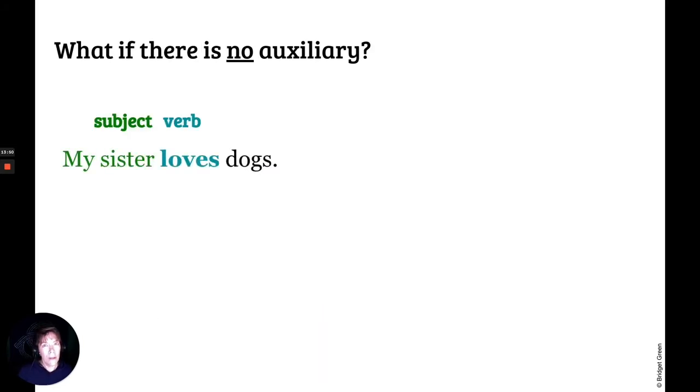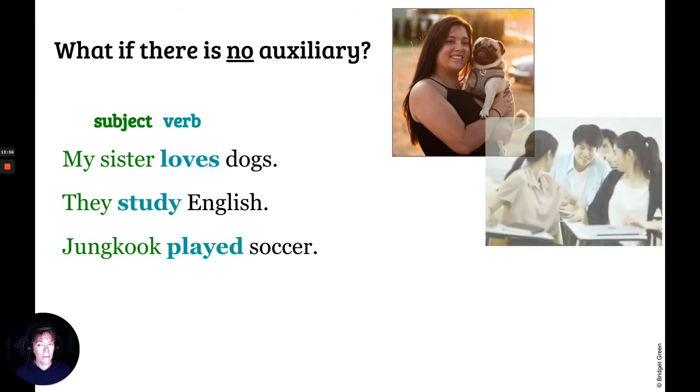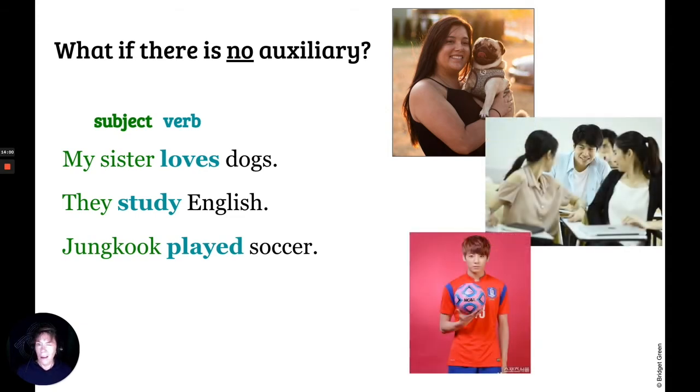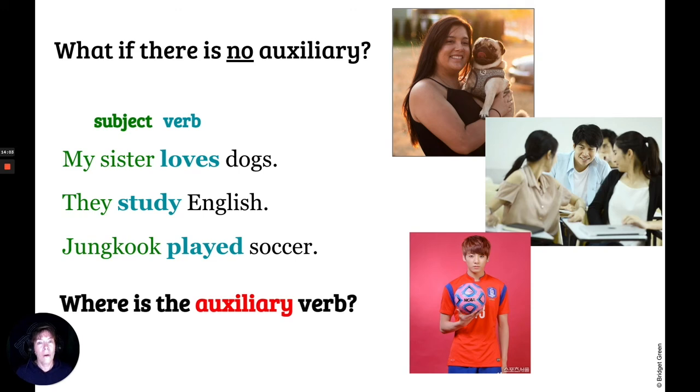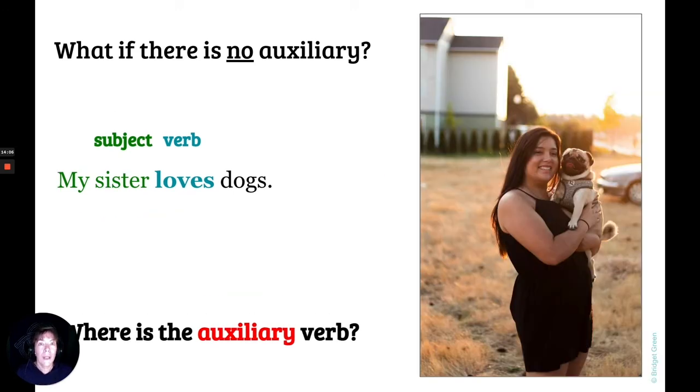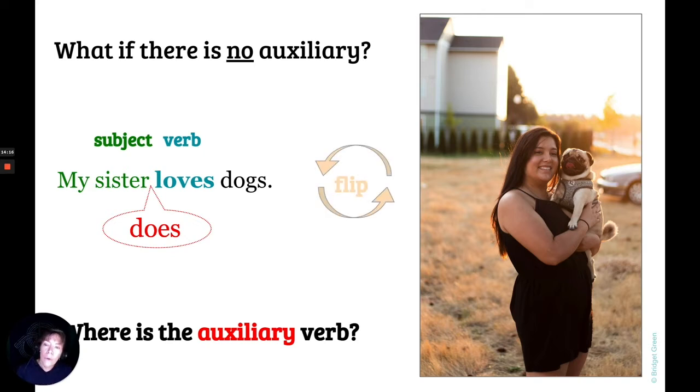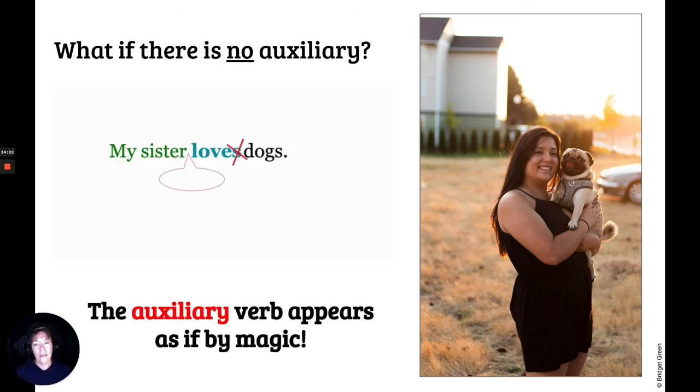Okay, if you have the subject and the verb but no auxiliary, such as my sister loves dogs, they study English, Jungkook played soccer, where is the auxiliary verb? Well, you have to bring the auxiliary verb. You will insert the auxiliary verb, do, does, or did, in there, and then you will move it or flip it with the subject, like this. The auxiliary, do, does, or did, appears and flips with the subject. Yay! And it becomes, oh, the auxiliary verb appears as if by magic.